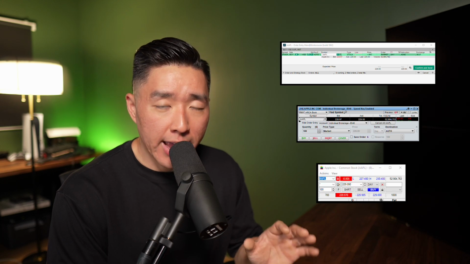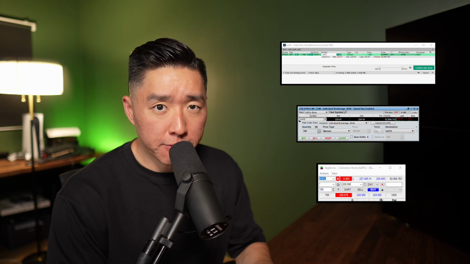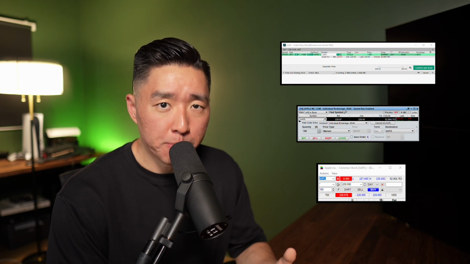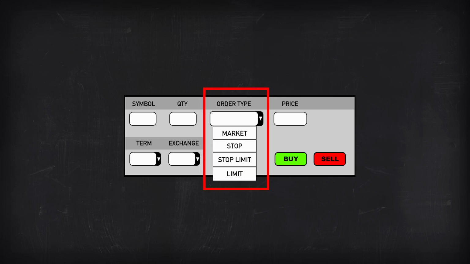First, I need to know my way around an order entry box. This is where I actually place my orders. Every platform may look or be labeled a bit differently, but they should all have these same basic functions. So under symbols is where I specify the stock, quantity is where I put the amount of shares, and under order type, this is where I'll get a drop-down list of all the different order types I can use, which I'll be going over each one.